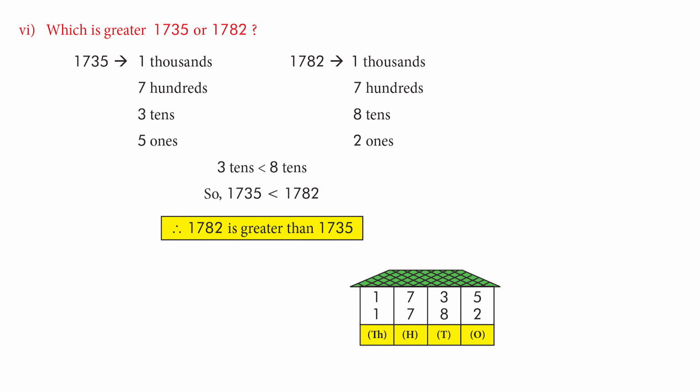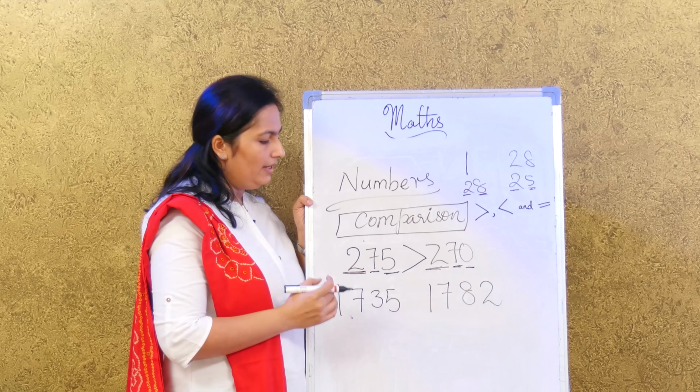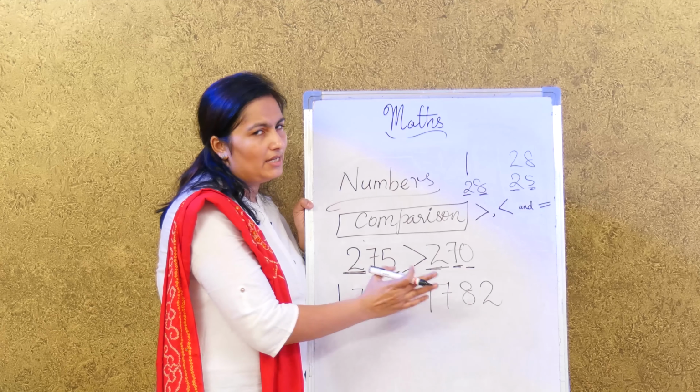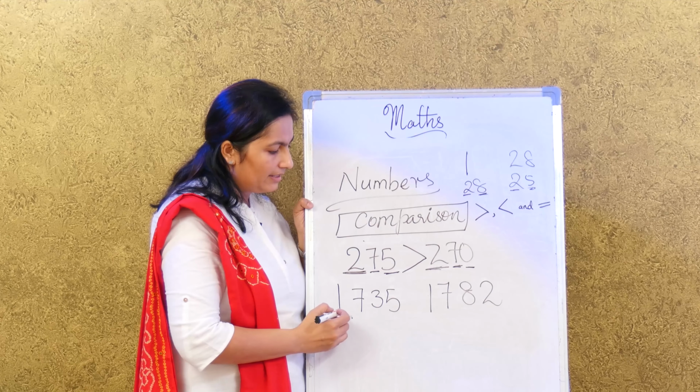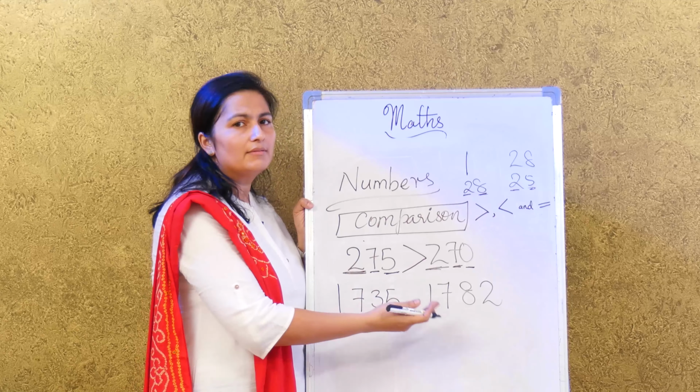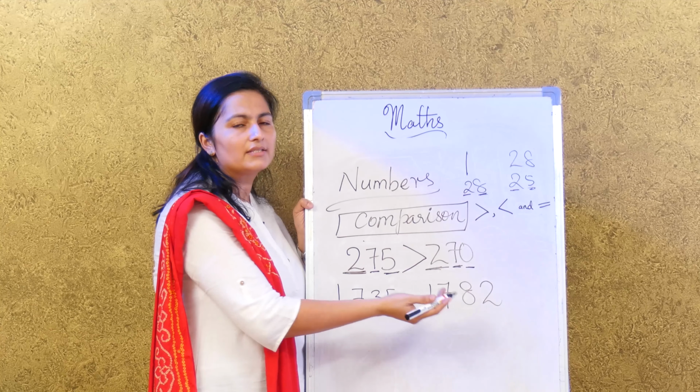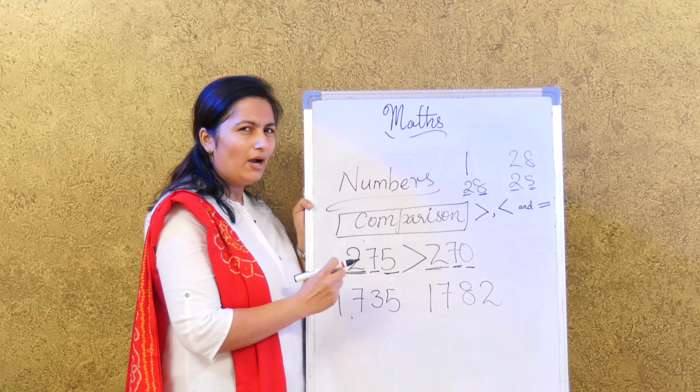Textbook page number 62. The numbers are 1735 and 1782. So, first, you look at the number. Are they 1 digit, 2 digit, 3 digit, 4 digit? We will look. Okay. Both are 4-digit numbers. Now, the second step is, they have 4-digit numbers and they have very similar numbers. 1 is there, 7 is there, 1 is there, 7 is there, then 3 and 5 are there. So, then how do we find out?